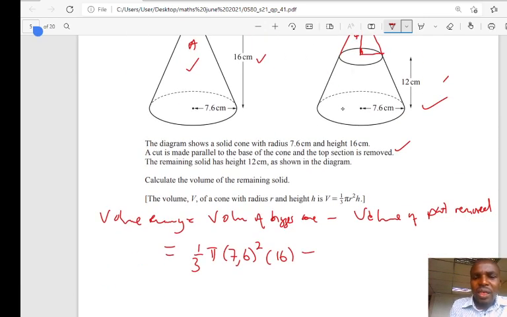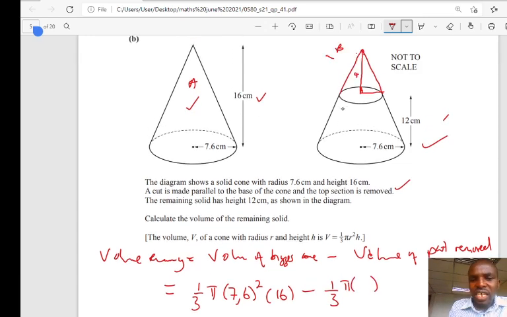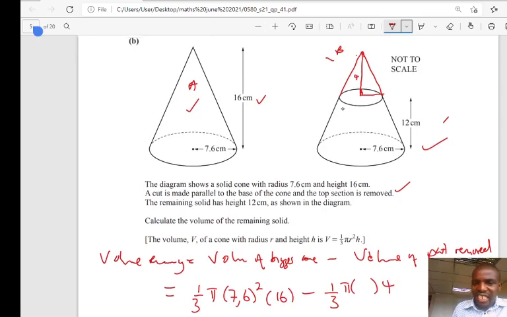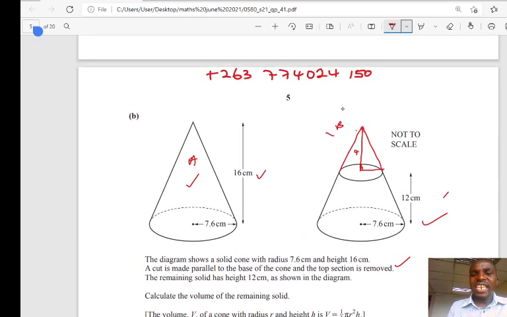Then minus the part removed, we can say 1/3 pi radius. Now we don't have the radius, but the height we have. So I leave this space for the radius, but the height is 16 minus 12, which is 4. How can we find the radius now of the part that was removed? Finding the radius here, you can use similarity. Similarity works like this. If two shapes are similar, this cone that was removed, with height 4 and radius r, is similar to the bigger one.